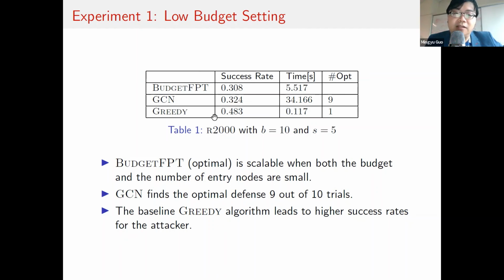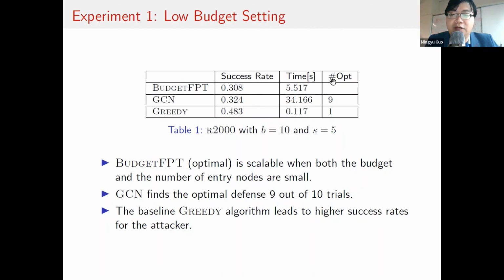Okay, that's fairly close. And then there's another greedy algorithm that is really bad, 48%. The greedy algorithm essentially goes like, if my budget is 5, then I would spend my first unit to pick the edge that would maximally decrease the attacker's success rate, and then keep doing that for 5 rounds. And then here, number of OPT means out of 10 trials, how many times this algorithm is actually optimal.